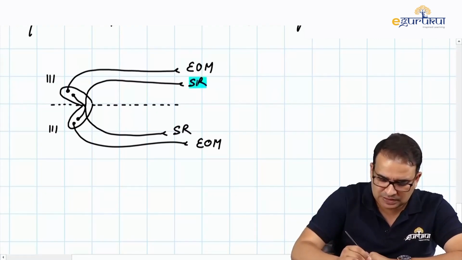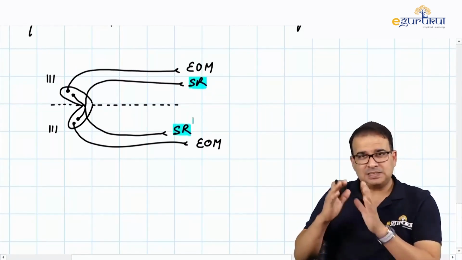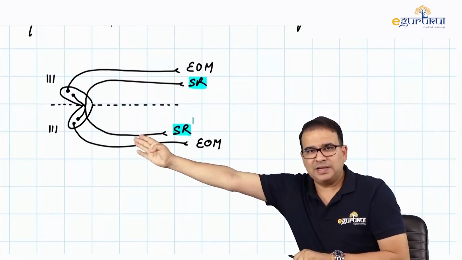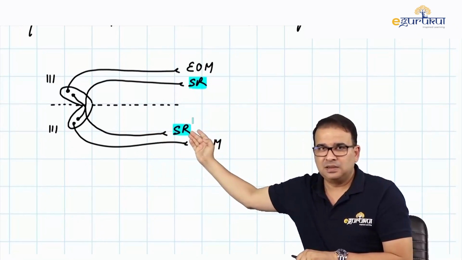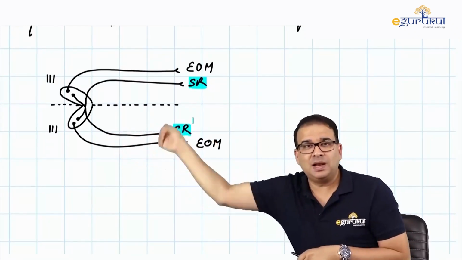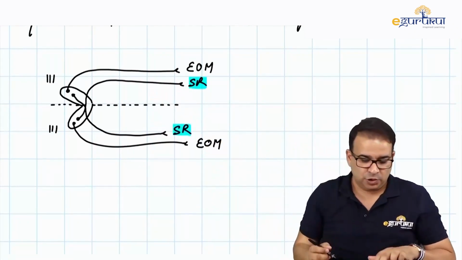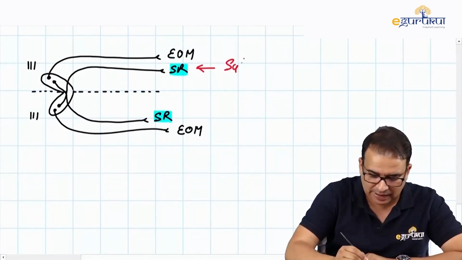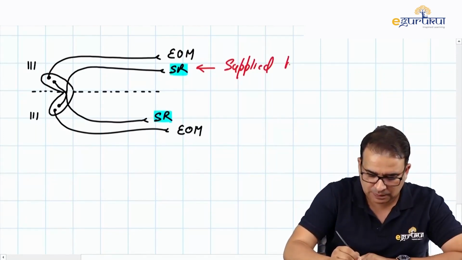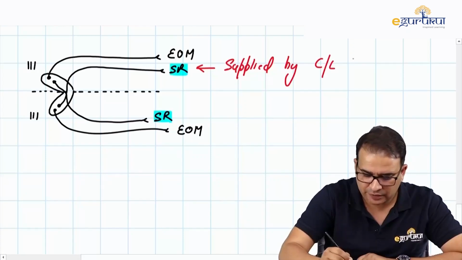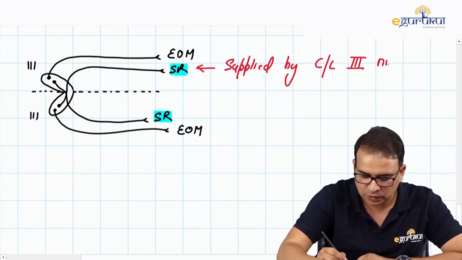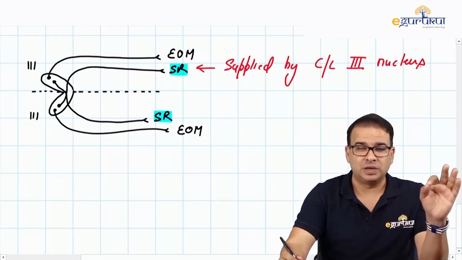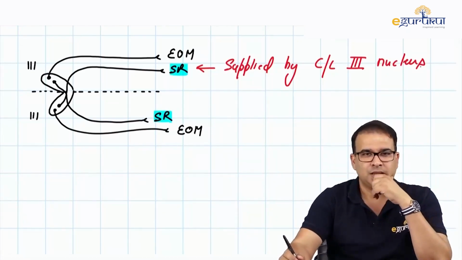So those superior rectus muscle, it is supplied by the same side nerve. I mean, if you look at that, if let's say it is a right side third nerve, the right side third nerve is supplying right superior rectus, but not the right side nuclei. The nuclei is present on the contralateral side. So it's important to note that superior rectus is the muscle which is supplied by contralateral third nucleus. Not contralateral third nerve, contralateral third nucleus. Opposite side third nucleus here.